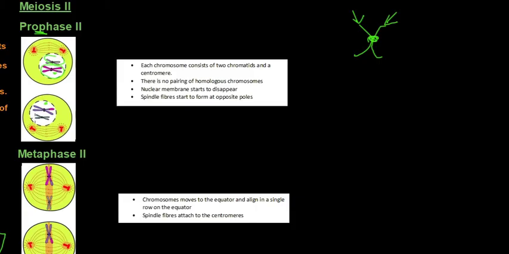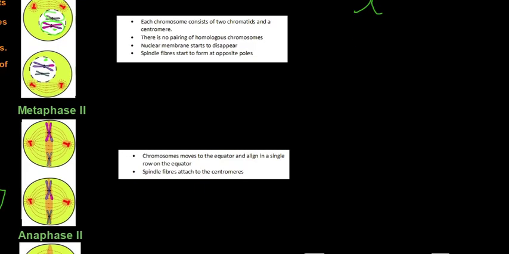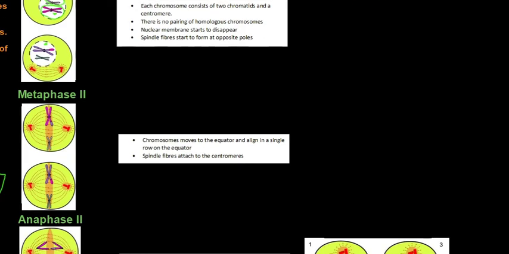But what will start happening now, same as with prophase one, is that the nuclear membrane starts to disappear, and then the spindle fibers start forming at the opposite poles between the centrioles, which are also starting to move to opposite poles. That then brings us to metaphase. Once again, metaphase for middle. The chromosomes lie at the equator in a single row, not a double row, because there are no more homologous chromosomes. The spindle fibers will now attach to the centromeres of these chromosomes.